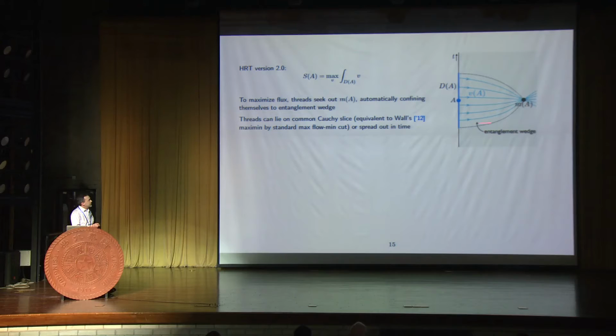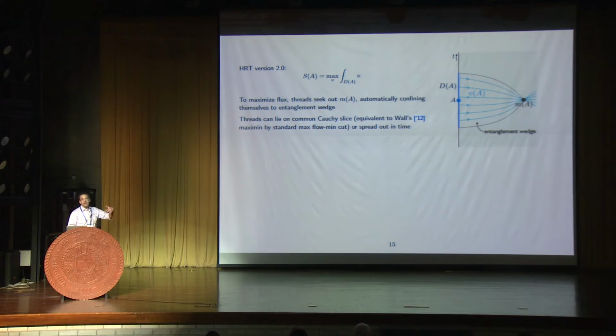So in trying to get as many threads into the bulk as possible, leaving the causal domain of A, there's no rule that says that the threads have to stay inside the entanglement wedge, but they will choose to stay inside the entanglement wedge because you can show that is how they will maximize the total number. So what they're going to do is they're going to stay confined to the entanglement wedge and then squeeze out through the extremal surface. And the number of them that's allowed will be equal to the area of that extremal surface, again, the minimal extremal surface. So this prescription actually finds the entanglement wedge and it finds the HRT surface.